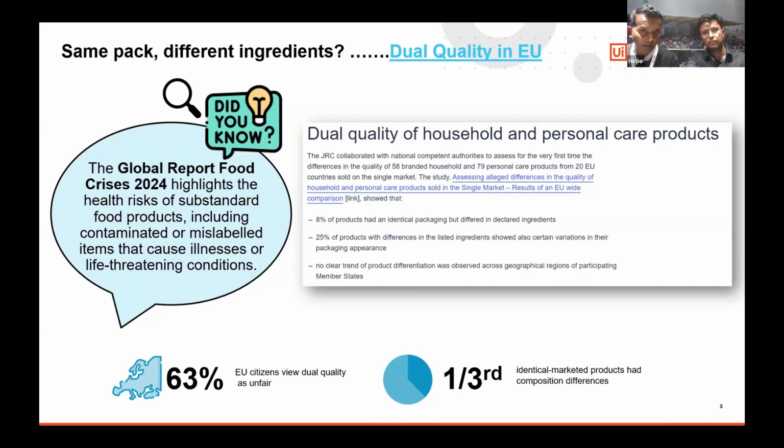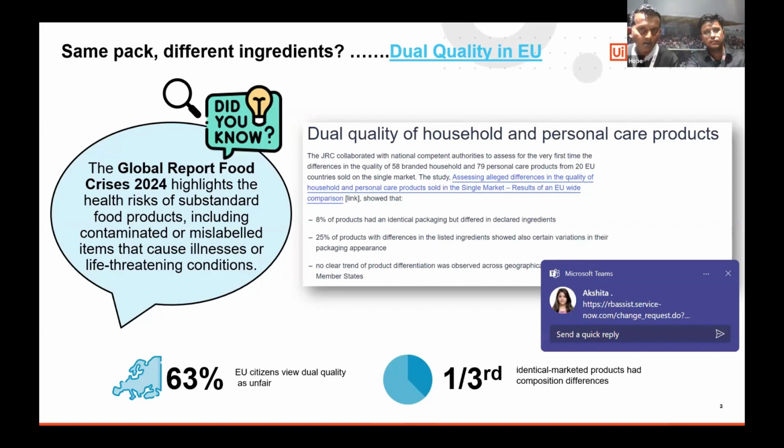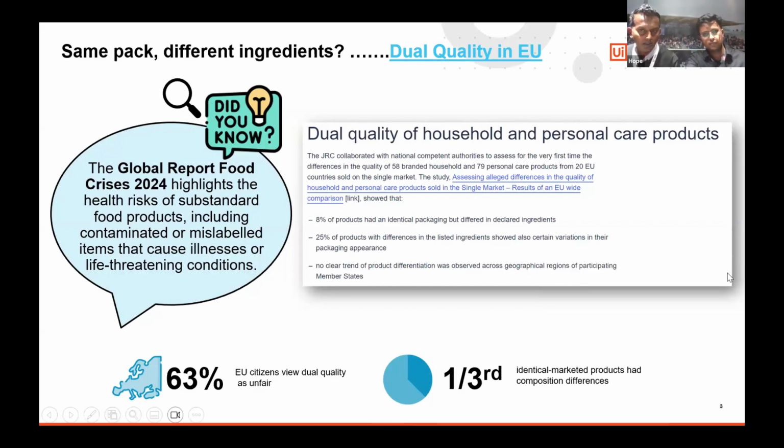And the facts are 8% of products have identical packaging, but are different in declared ingredients. 25% of products with differences in listed ingredients showed almost certain variations. And there is no clear trend of product identification across geographical regions. 1/3 of the identical marketed products have this composition difference. So quite a health hazard, and we're trying to get a solution as a challenge from our own company.